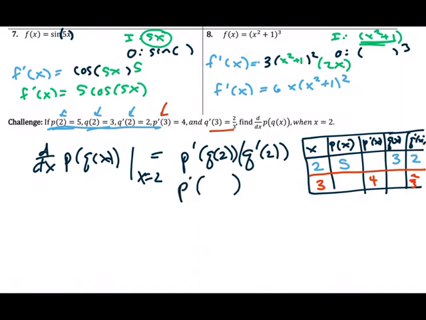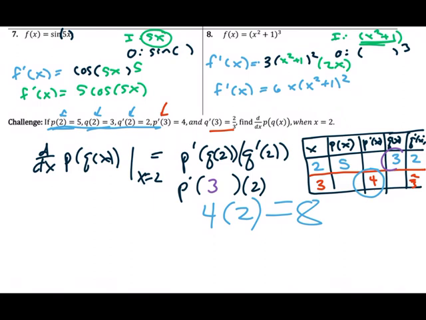P prime of Q of 2, which we can get from the table, Q of 2 is 3. And Q prime of 2, which we can also get from the table, is 2. Now P prime of 3 is here, so that's going to be 4 times the 2 we found in the line before, which is going to give us 8. So sometimes you may be given this information organized in a table format and have to work through it sort of abstractly because there's no function defined to use to get you to that final answer.